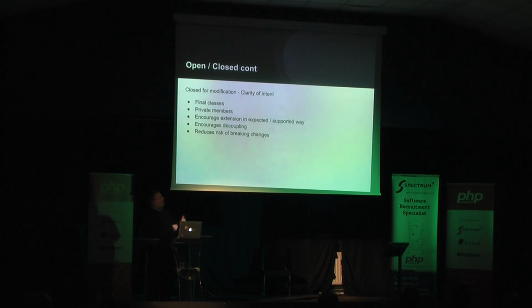Just a little bit more on that, if you want to take it even further, the purists advocate using final classes, which obviously completely prevents another developer from extending your base checkout class. And private members, again. This encourages extension or addition of features in expected or supported ways. It encourages decoupling between your code and what somebody else might extend to add another feature. And it reduces the risk of any changes that you make in your code in the future breaking the code that somebody else has written that extends your original code.